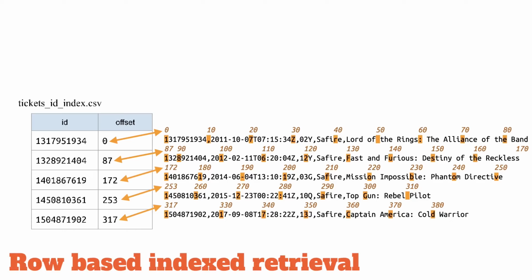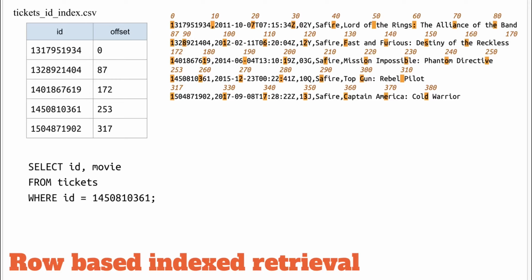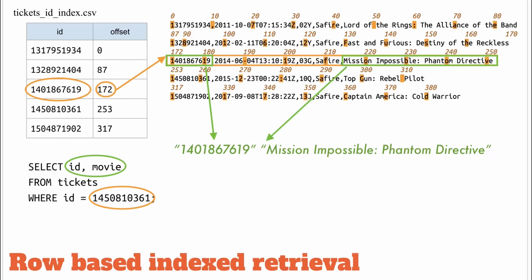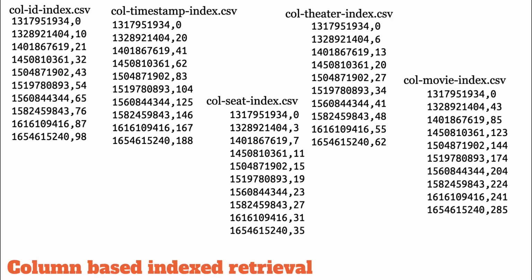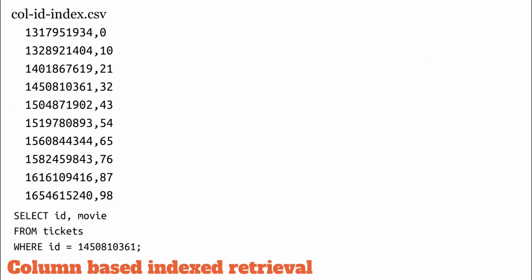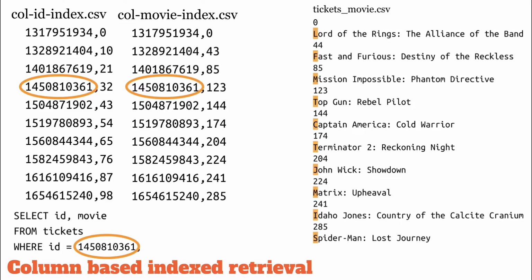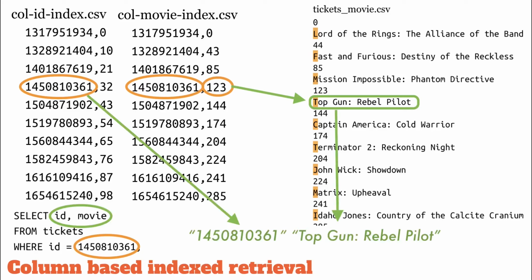To retrieve a row by primary key, we first consult the index and find the byte offset for that row. We read the file, seek to the corresponding byte offset, and read the row. If we are only interested in some of the columns in that row, we still have to read the whole row and extract those specific columns. Indexing columnar data is similar, except we need one index per columnar file. Retrieving a row by primary key requires consulting as many indexes as columns requested. We'll explore retrievals in more detail in the retrieval chapter.